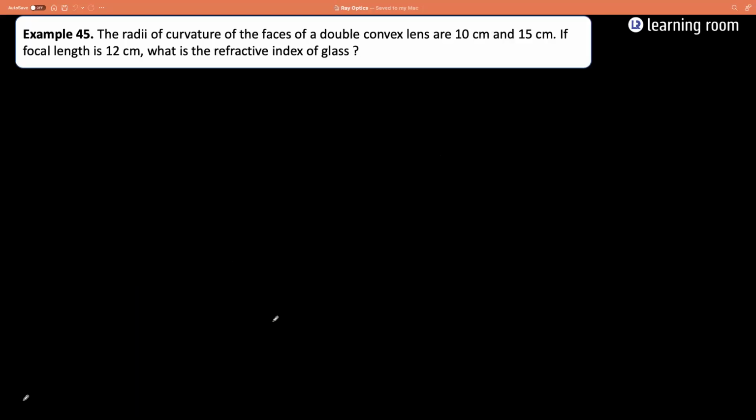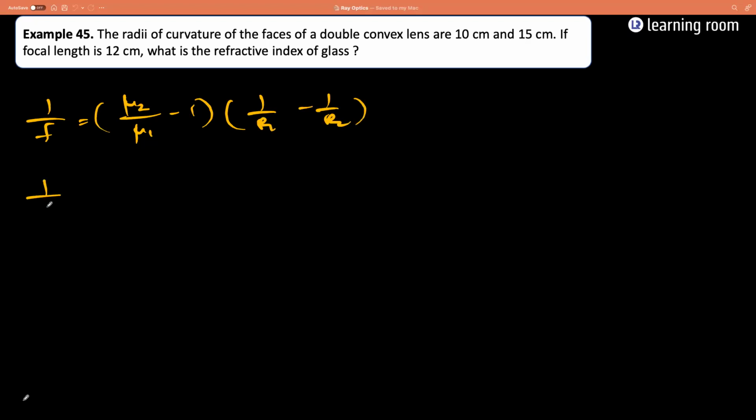Next. The radius of curvature of the faces of a double convex lens are 10 centimeters and 15 centimeters respectively. Find the focal length. If the focal length is 12 centimeters, what is the refractive index of the glass? So how to solve this? 1 by f is equal to mu2 divided by mu1 minus 1, into 1 by r1 minus 1 by r2. The focal length of a convex lens is positive. So 1 by 12 is equal to mu minus 1 into 1 by R1, which is 10, minus 1 by R2, which is minus 15.